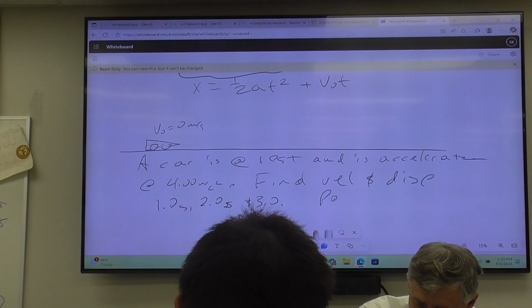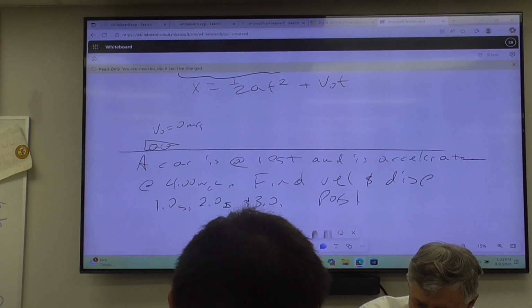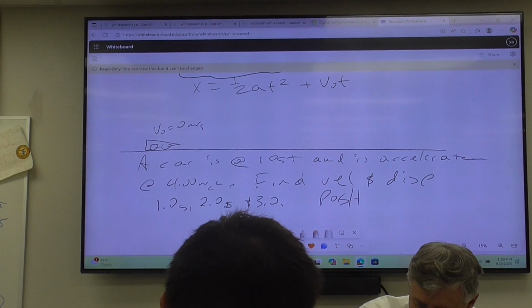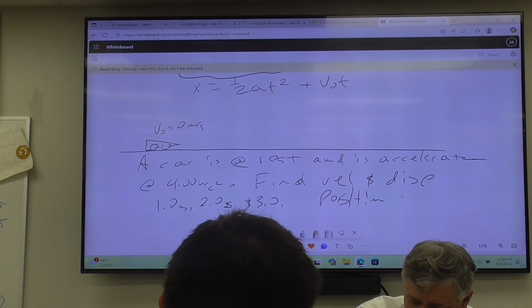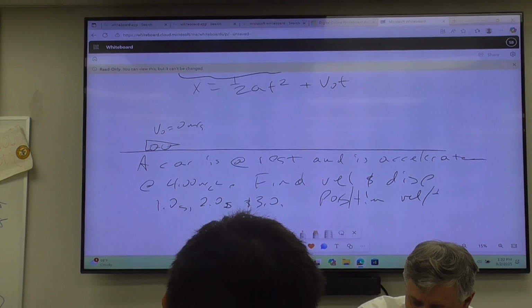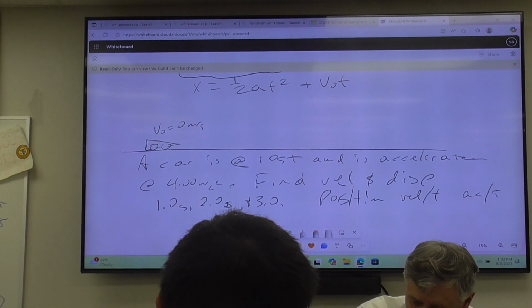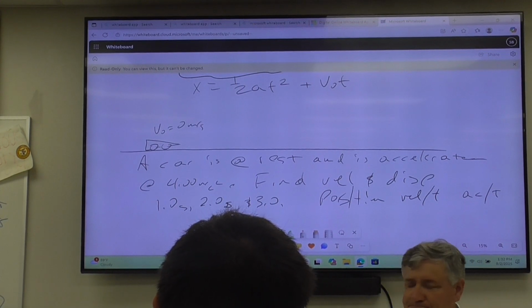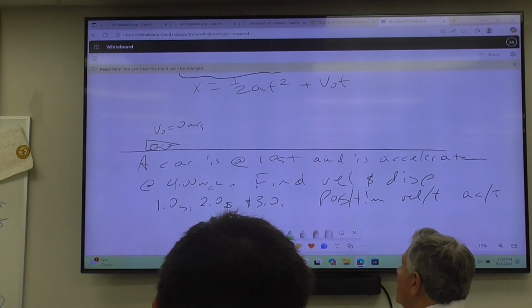draw a position time graph, a velocity time graph, and an acceleration time graph. Okay?